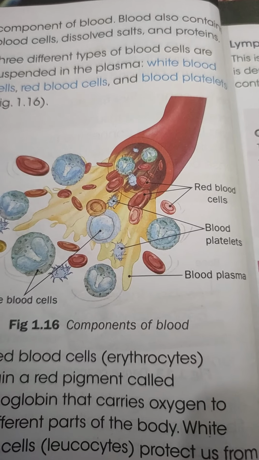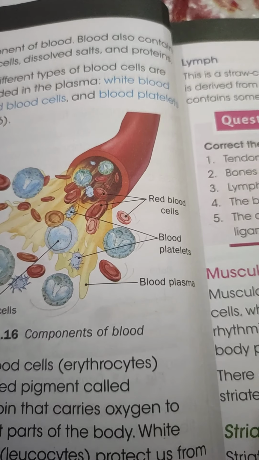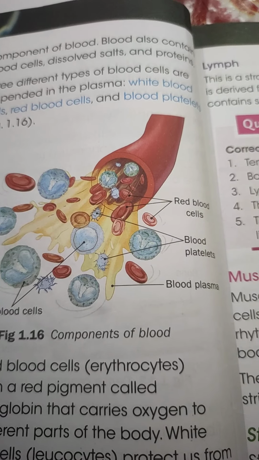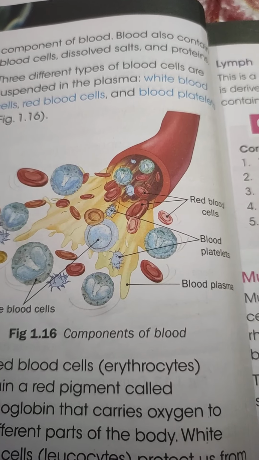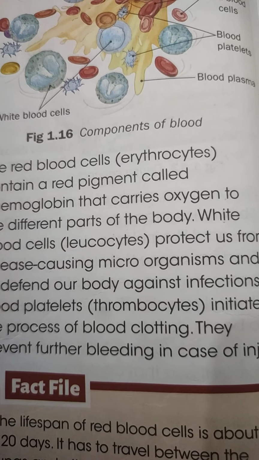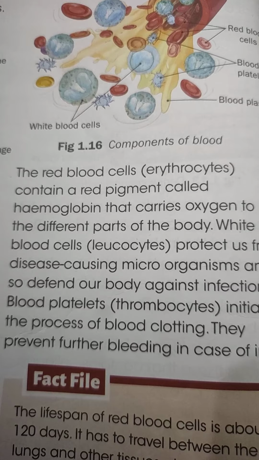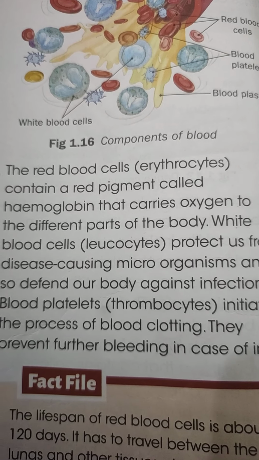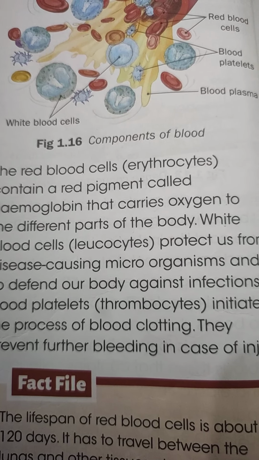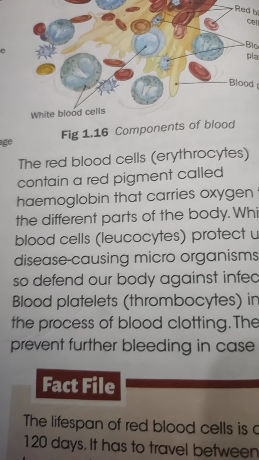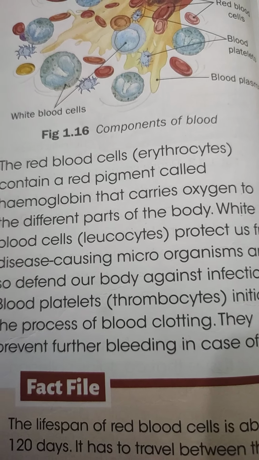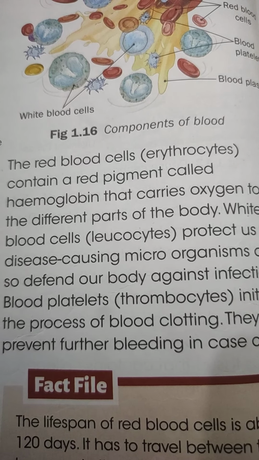So red blood cells are also known as erythrocytes, white blood cells are also known as leukocytes, and platelets are known as thrombocytes. The function of red blood cells is to carry oxygen and carbon dioxide. Just now I explained to you, and that's done by the hemoglobin. It's a red pigment which is present in the red blood cells, and this carbon dioxide and oxygen is attached to the hemoglobin. Hemoglobin is a protein.